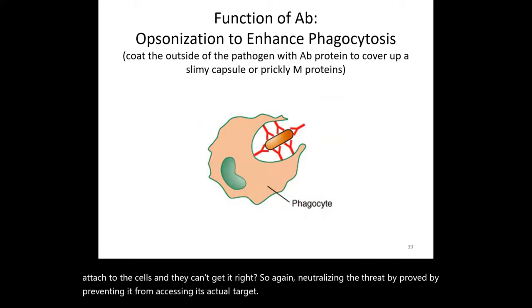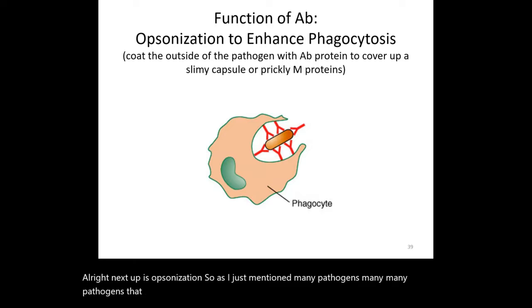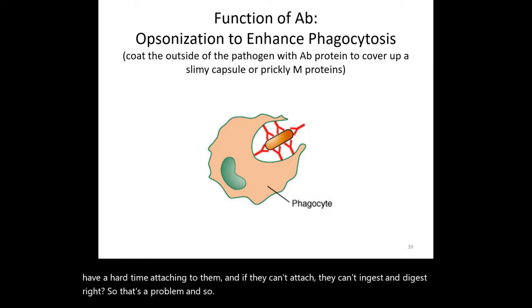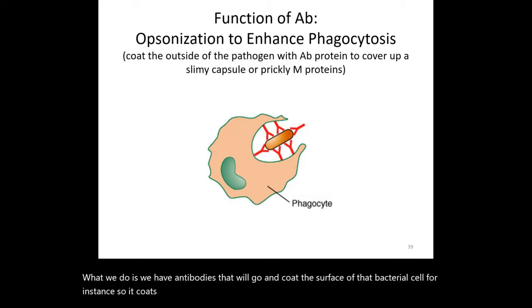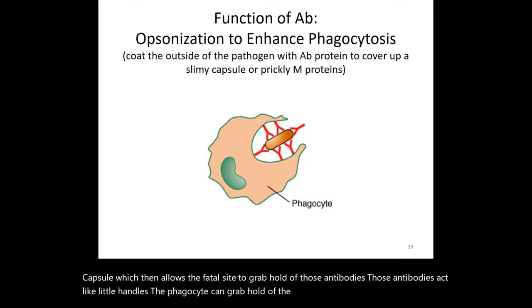All right, next up is opsonization. So as I just mentioned, many pathogens that we deal with have capsules because it's a sugary, sticky structure. Phagocytes have a hard time attaching to them. And if they can't attach, they can't ingest and digest, right? So that's a problem. And so what we do is we have antibodies that will go and coat the surface of that bacterial cell, for instance. So it coats that sticky capsule, which then allows the phagocyte to grab hold of those antibodies. Those antibodies act like little handles. The phagocyte can grab hold of the antibodies and conduct phagocytosis. Okay?